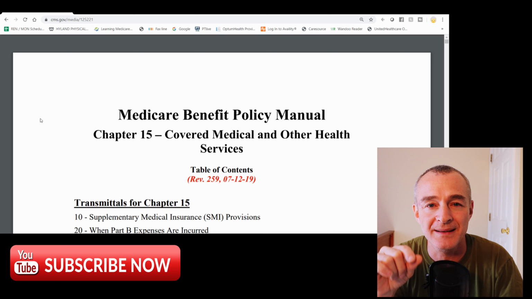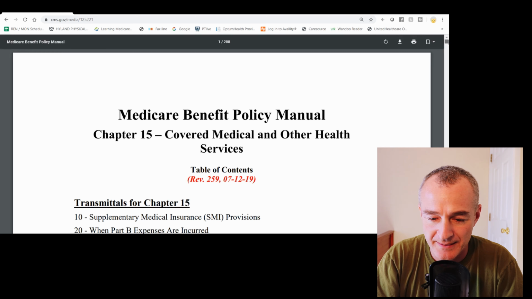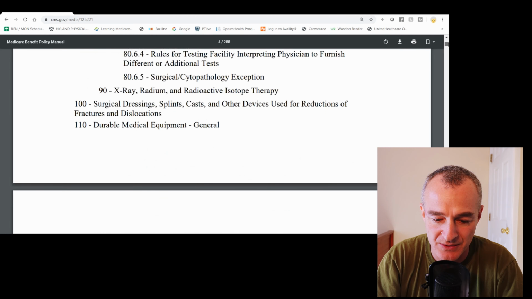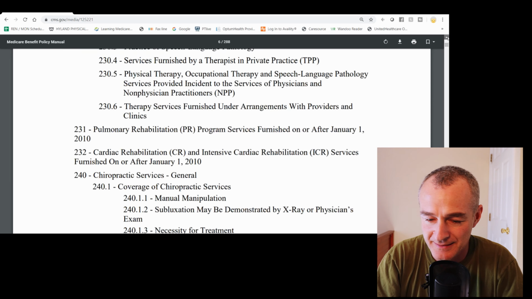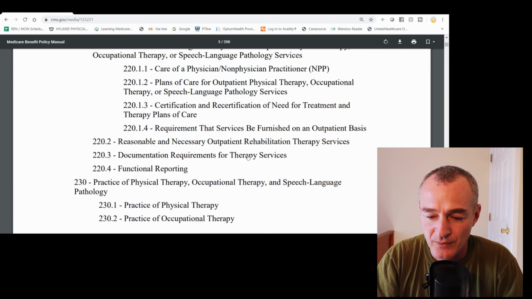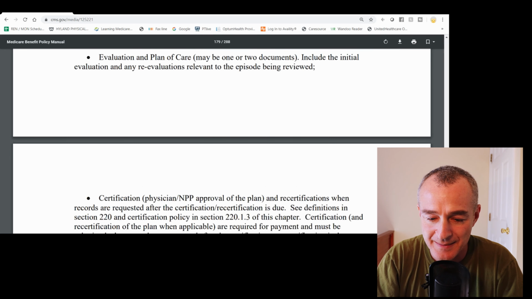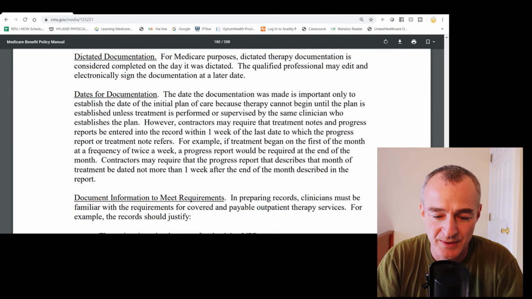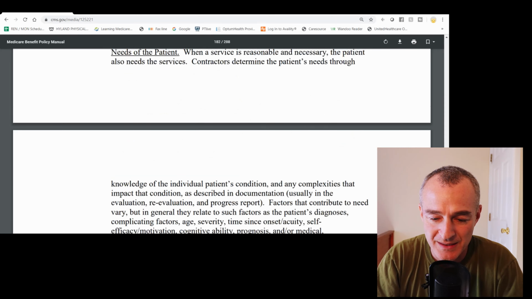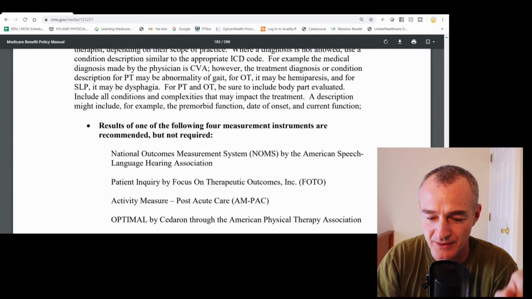So let's jump into CMS Chapter 15, the Medicare Benefit Policy Manual, and we're going to go down into the documentation section. Let me show you what I'm talking about. Here we go with the document. We're going to scroll down to section 220, subsection... let me see if I can find it here. I keep jumping past it. 220.3, and this is the general guidelines around documentation. Absolutely a must read for anybody who's treating Medicare beneficiaries. But I want to specifically go down to the segment regarding progress notes.